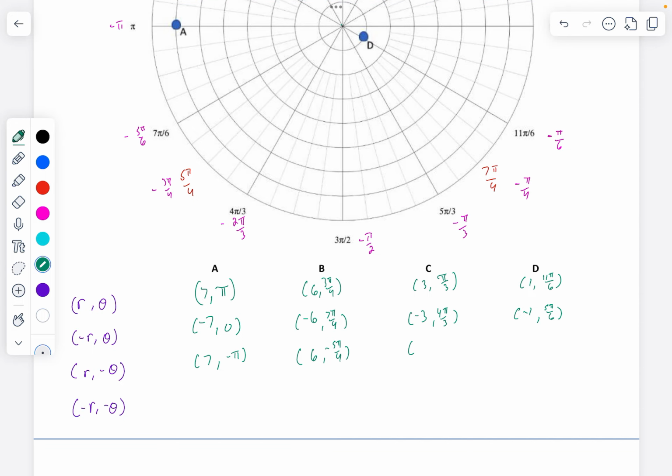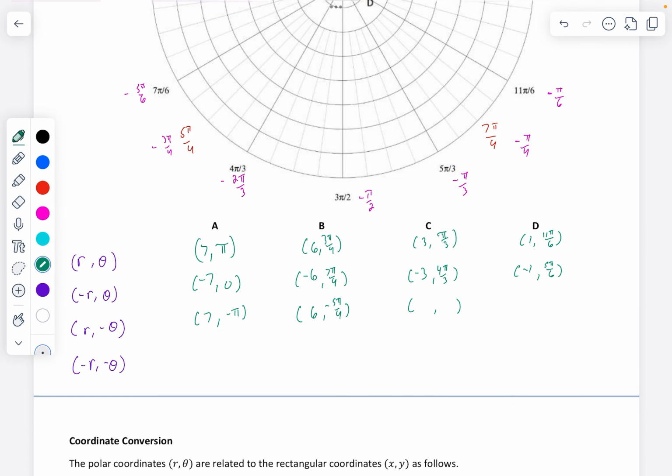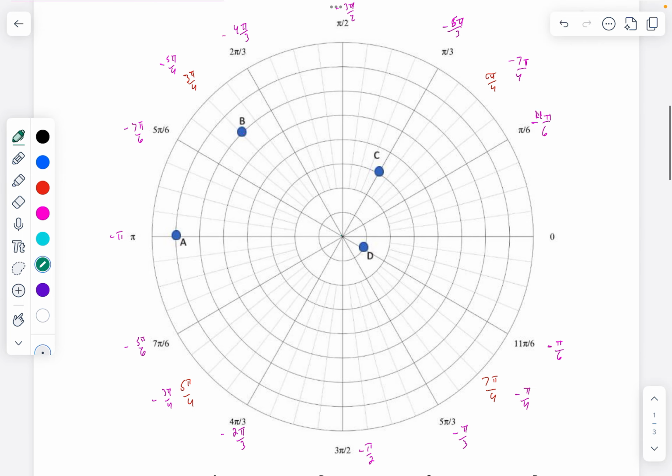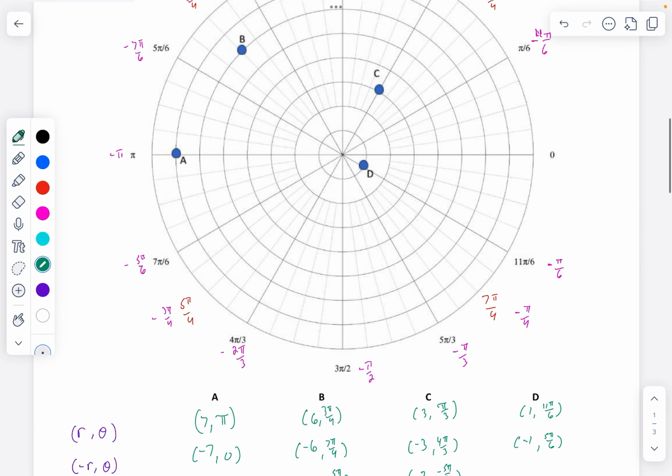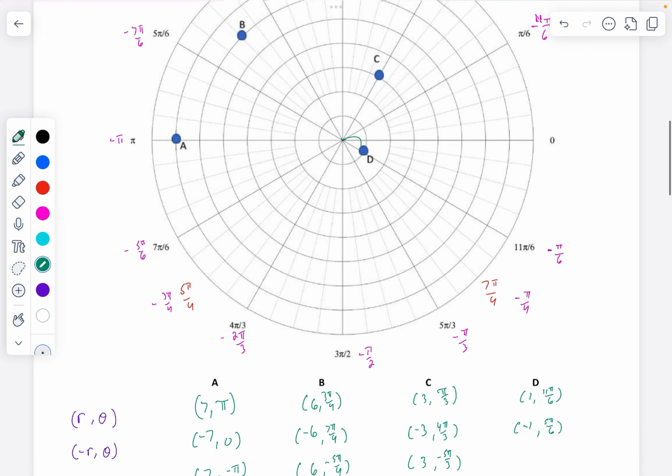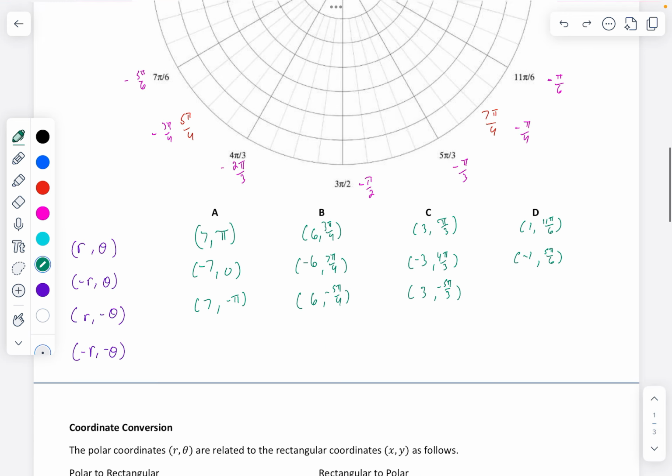Go ahead and do the next one. I know that's going to be positive 3. And which negative angle are we moving towards? We're moving towards negative 5 pi over 3. So 3, negative 5 pi over 3. And then D, we're moving towards 11 pi over 6, but we want to do the negative, so it's going to be negative pi over 6. So we're at 1, negative pi over 6.